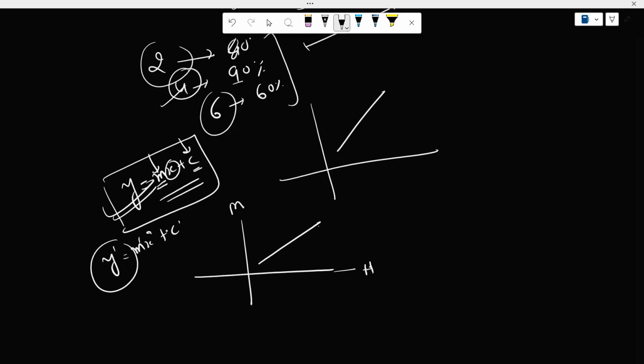Here y' will be different, right? It will differ from the usual y, right? And we are going to find out the value of m' and c'. Why will we find it out? Because every time it will not be a straight line.